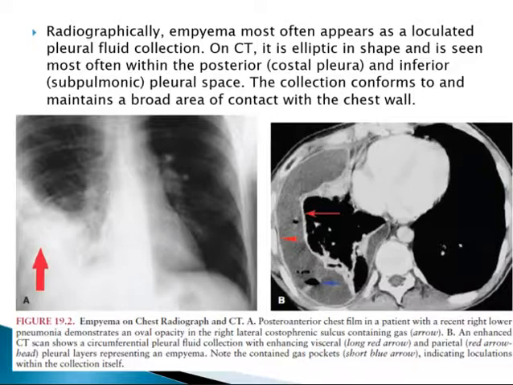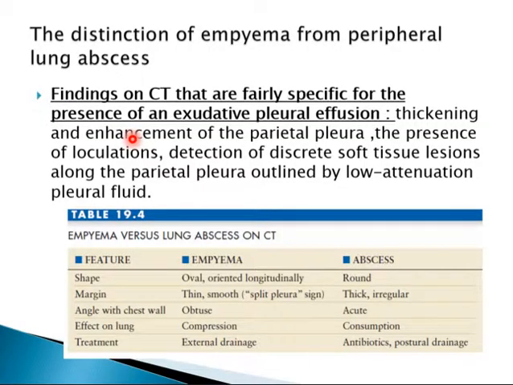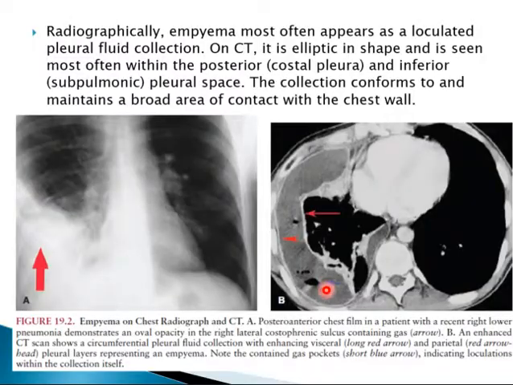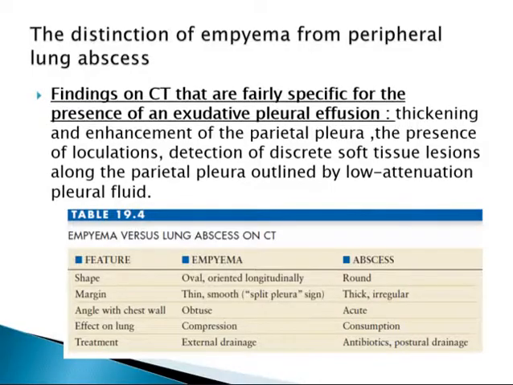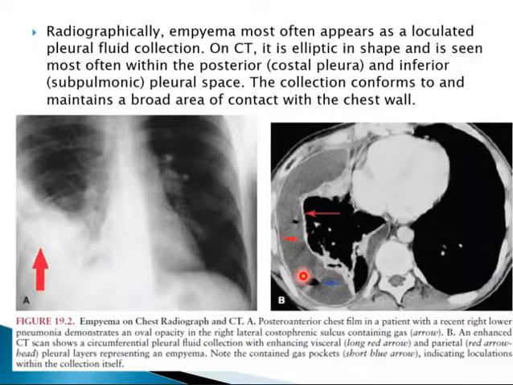We will return to this picture. It's important to distinguish empyema from peripheral lung abscess because the management will differ. Findings on CT that are fairly specific for the presence of an exudative pleural effusion rather than lung abscess are thickening and enhancement of the parietal pleura, as here the pleura is enhanced, obviously, and thickened, and the presence of loculation. Here, this air inside the pleural fluid indicates loculation.